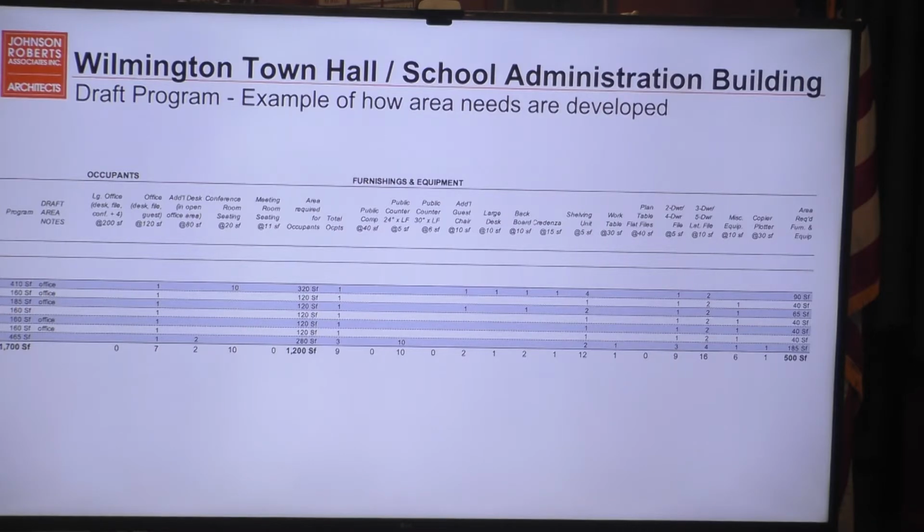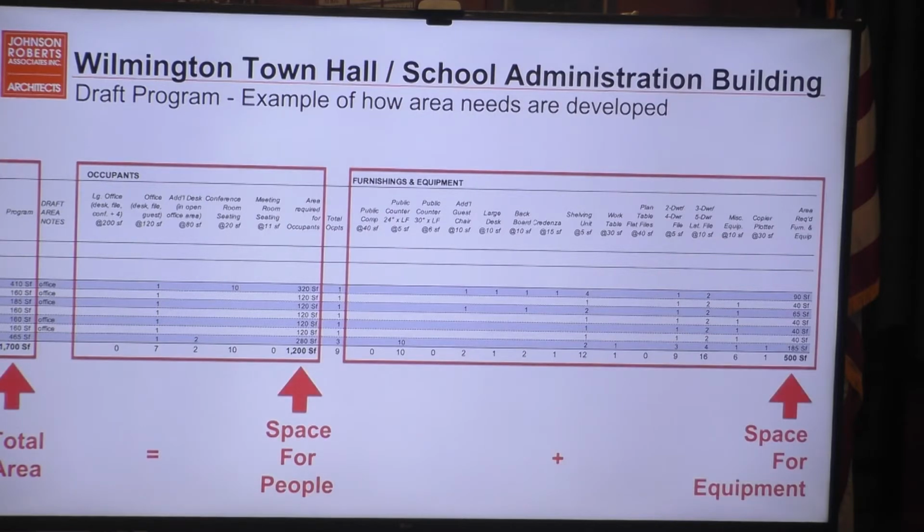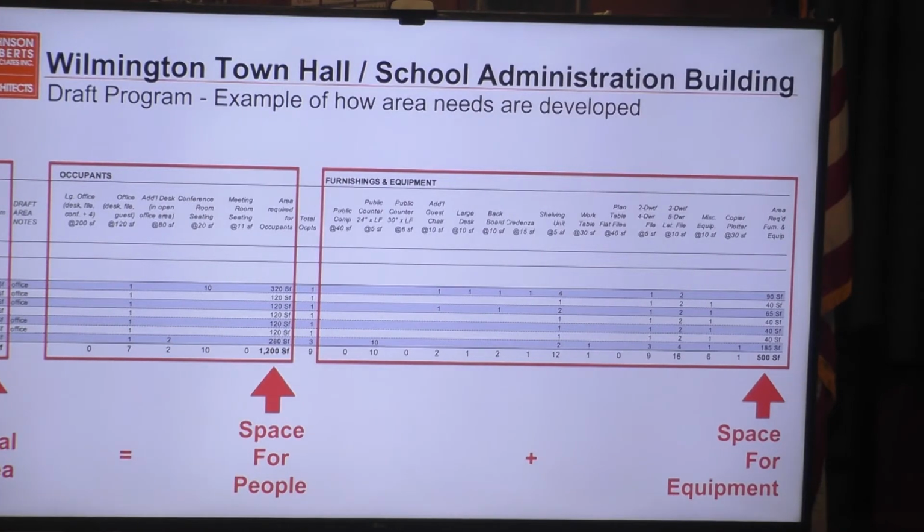It doesn't show the departments or anything on there, but just gives you an idea about how we came up with the numbers that we're recommending. You can see across the top we've got occupants, and on the right-hand side, furnishings and equipment. Basically, we're taking the square footage that we need for people, which is the occupant size, and that could be the size of the office, how many people are in that office, whether the office is shared, whether there's conference seating in there. Conference room seating has a certain square footage, and I'll point some of these things out.